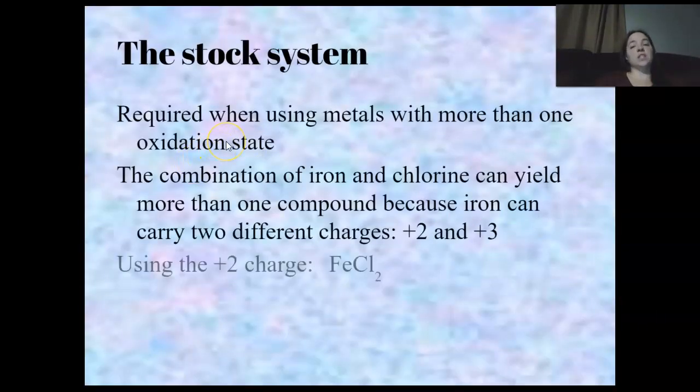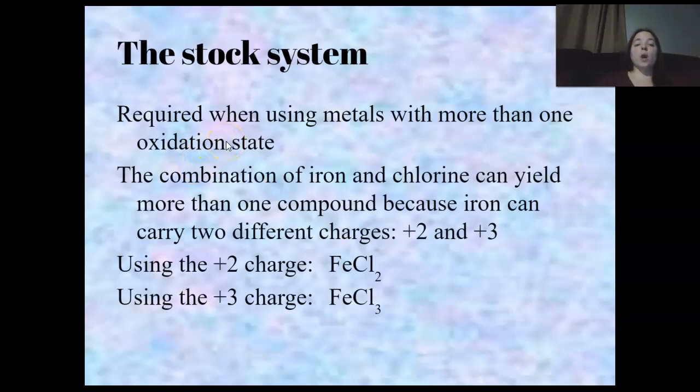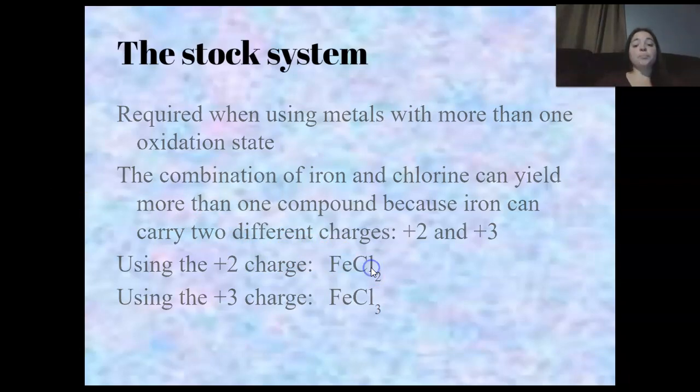So this is called the stock system. It's required when using metals with more than one oxidation state. A combination of iron and chloride can yield more than one compound, because the iron can, this is what I was talking about, the +2 +3. So iron has a +2 charge and a +3 charge. When you add it with chlorine, which is a -1 charge, you could either get FeCl2 or FeCl3.